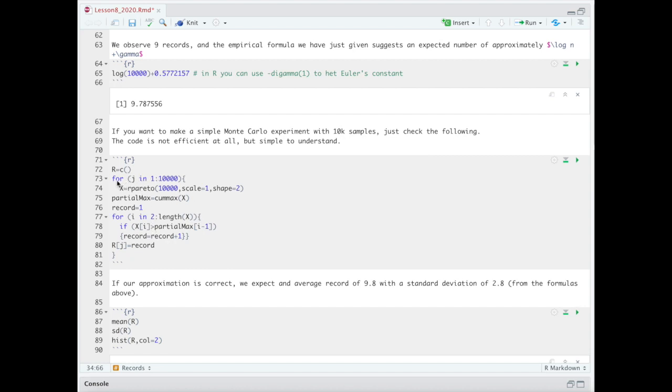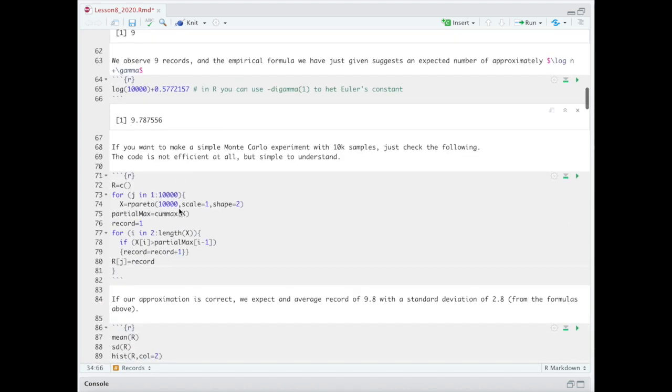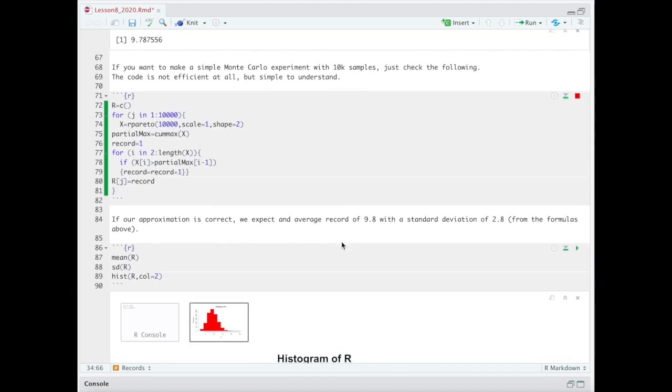So we have a first for loop, for j in 1 to 10,000, and within this loop we just replicate what we have done before. Okay, so we create our quantity R, and now in this vector we have the number of records in the different 10,000 experiments that we have performed using Monte Carlo. This code here is anything but efficient. If you want, you can improve it, but I think that written in this way, it is quite simple to understand what is happening.